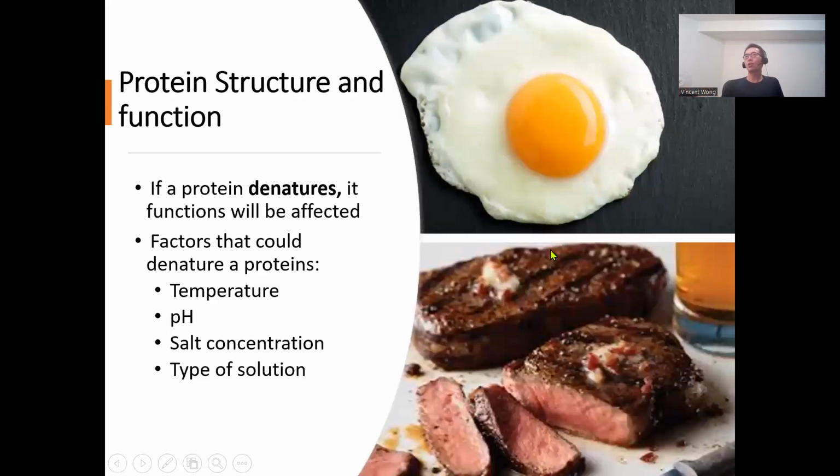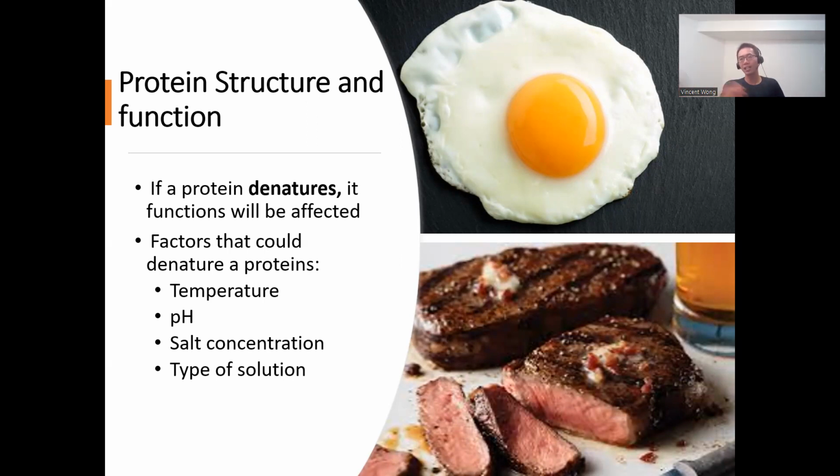So what factors would change the shape of the protein? Well, we do this on an everyday basis. When you are cooking, you are basically denaturing the protein. Denature means to unfold the protein, right? Think of an egg. Many people actually don't know this.